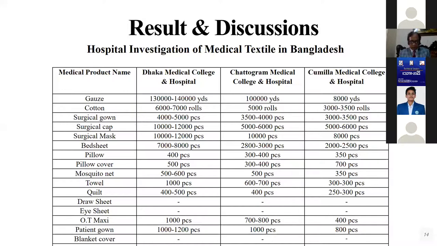Finally, we got some data about medical textiles being used in some renowned hospitals in Bangladesh. And there are Dhaka Medical College and Hospital, Chattogram Medical College and Hospital, and Kumilla Medical College and Hospital. On the basis of the patients admitted in these hospitals, the variations occur, we can see.